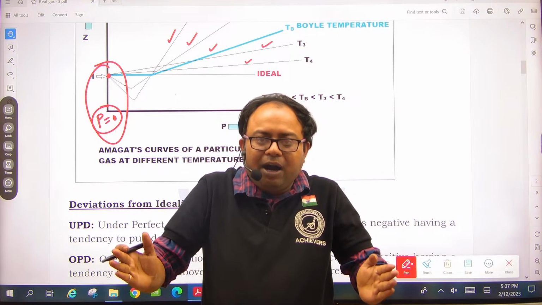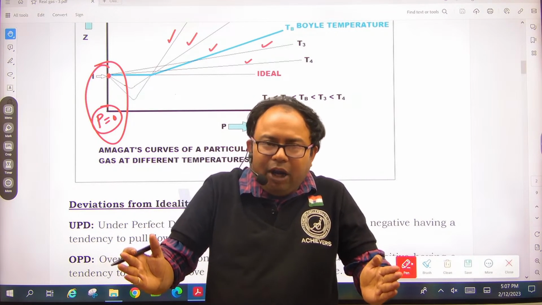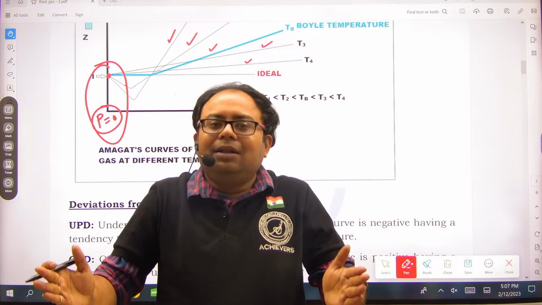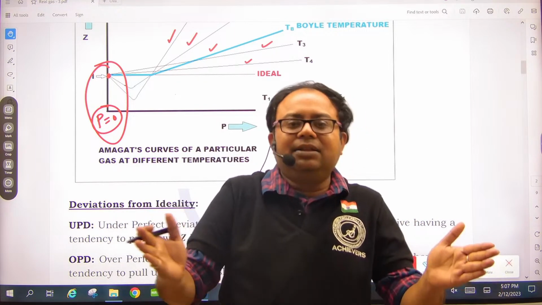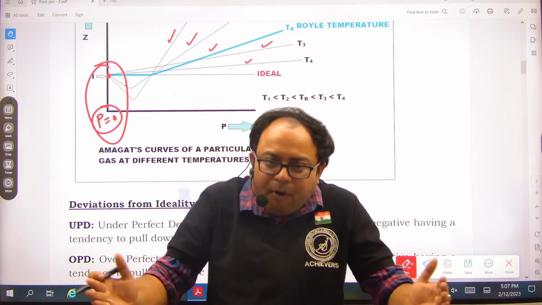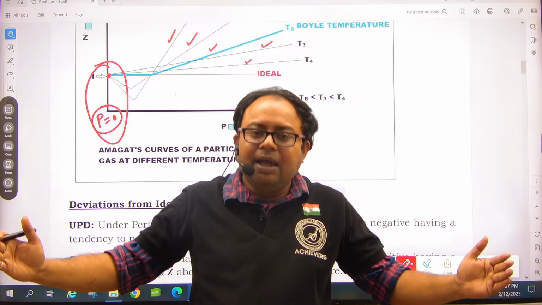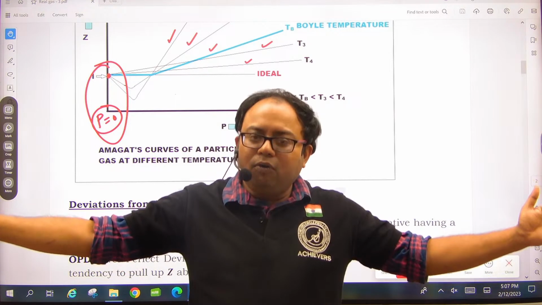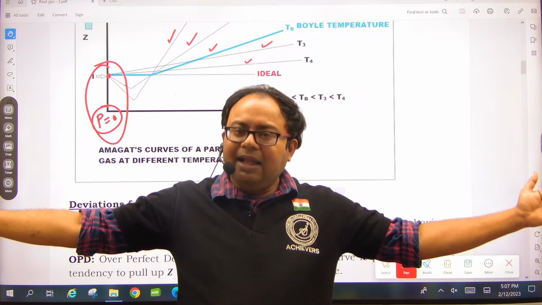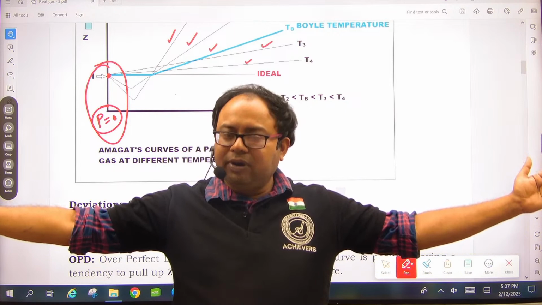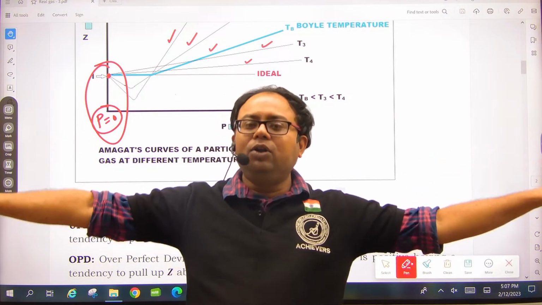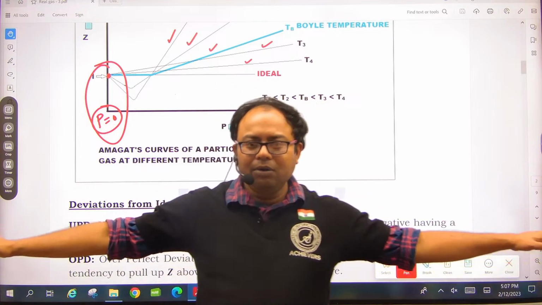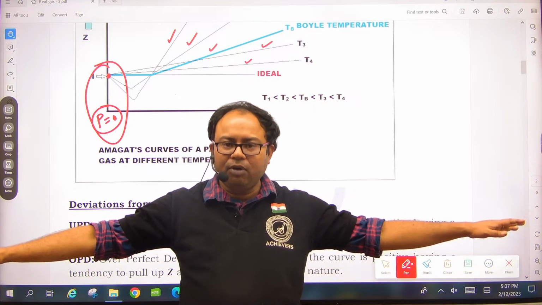On the contrary, if you decrease the pressure, the molecules move far apart from each other, and the interactions will decrease. If you keep on increasing the distance by lowering the pressure, the molecules will go far apart, and thereby the interactive forces will decrease. So at P equal to 0, suppose it is a vacuum, what will happen? At the vacuum, what will happen?